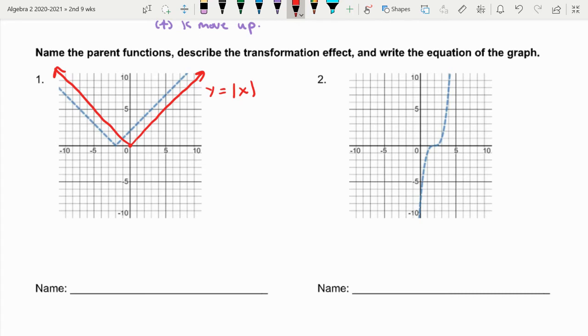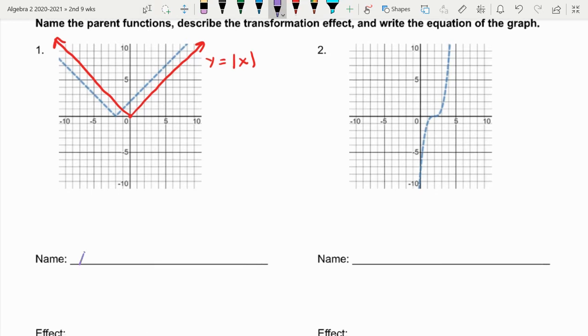All right, so those things that we tested on last week, that's why we wanted you to memorize those so you could recognize the parent functions. All right, so with that being said, we know the name of this. This one's absolute value.